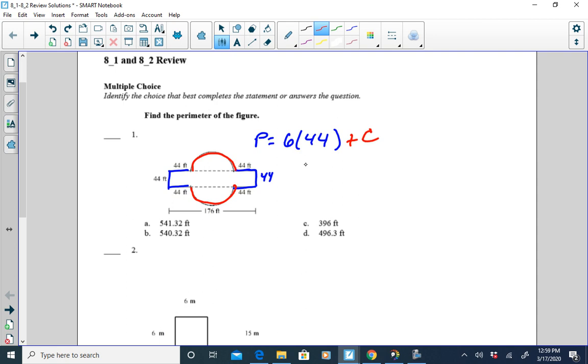We know circumference is pi times diameter. So the perimeter is going to be equal to the 44 plus pi times the diameter of that circle. So that's the next distance we need to find. And how are we going to find this diameter? Well, the diameter is this segment here, and we find that by taking this entire distance of 176 and taking away this 44 and 44, that's going to be 88. And when we take that away, we're left with 88 feet.